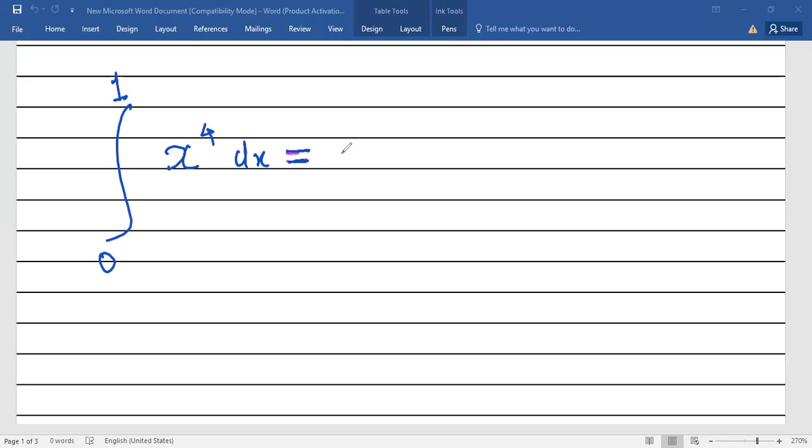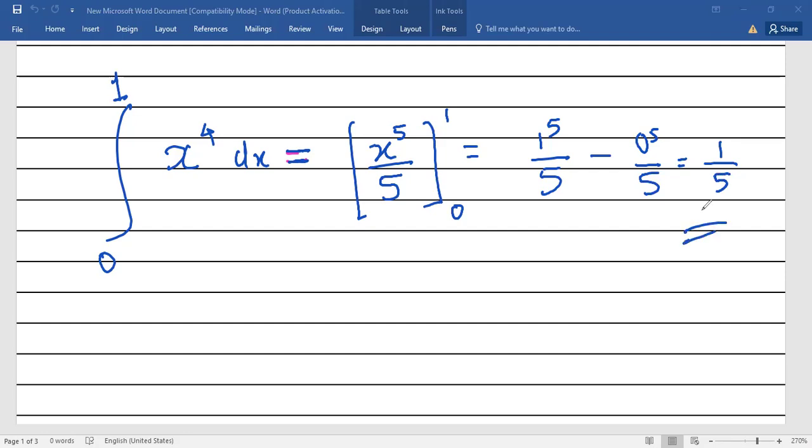So first we have to find the regular integration. So that's x to the 5th over 5. And then we put that in brackets and we will substitute x as 1 first. So 1 to the power 5 over 5 minus, then we will substitute x as 0. So 0 to the power 5 over 5. That will give us 1 over 5. This is the answer.